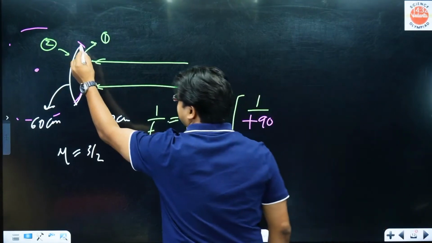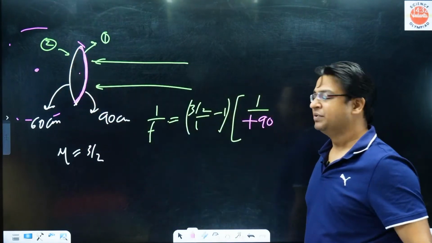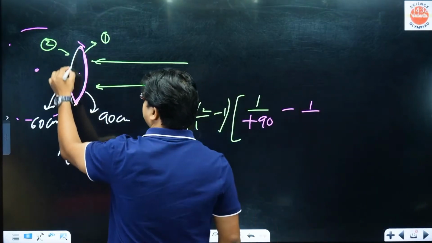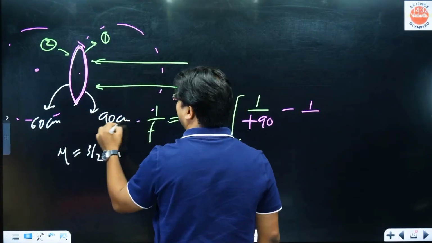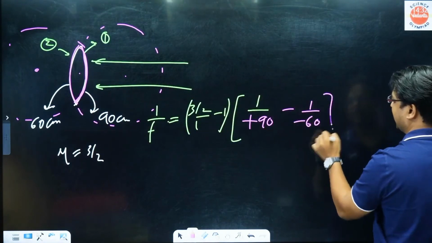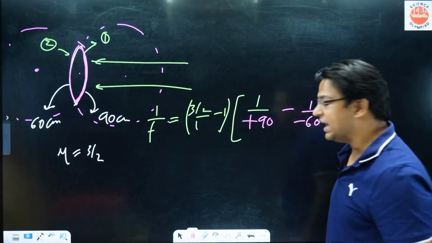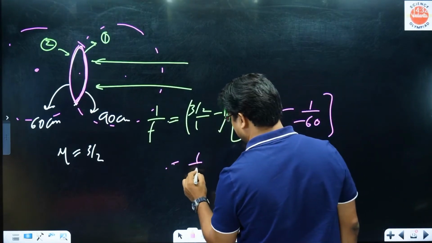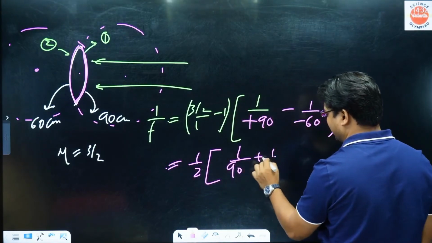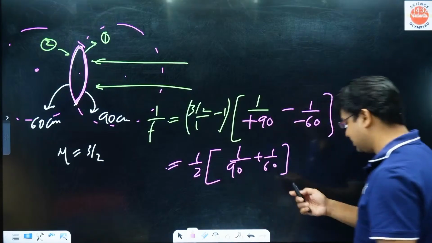Notice that the radius of this one was 90. Minus 1 upon, and then the other surface. For the other surface, the radius will lie on the negative side. So we will write, and do you notice that they eventually again get added up? So it is again half into the same thing that we got earlier, and therefore we are going to get the same focal length.